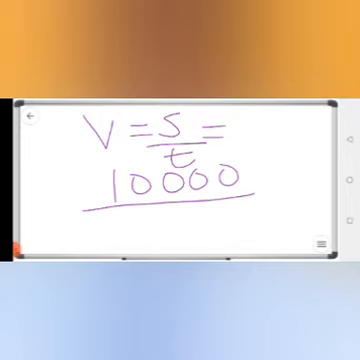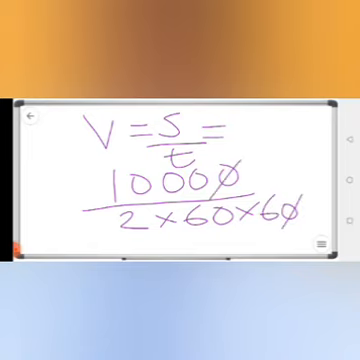Now, don't forget that 1 hour is 60 minutes. So 2 hours will be 2 times 60 minutes. Now, to convert minutes to seconds, I will still have to multiply by 60. So 2 hours in seconds will be 2 times 60 times 60. The last zero will cancel this other zero, and this zero will cancel this zero. So I have 100 divided by 2 times 6 times 6.